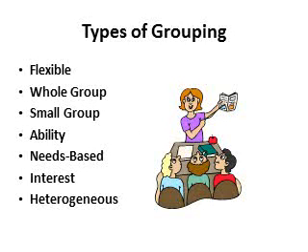We want to balance out the types of grouping. We want our grouping schemes to be flexible, so that children don't get stuck in one group and never move out of it. We want to have some whole group opportunities and some small group opportunities. We want to have some ability-based grouping. That's particularly effective during guided reading, for example. We want to have a lot of needs-based groups.